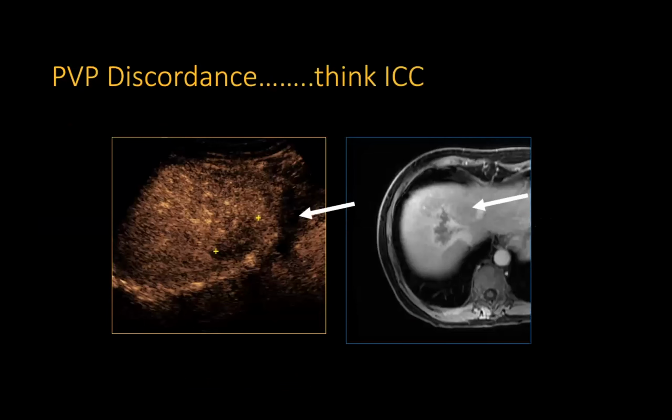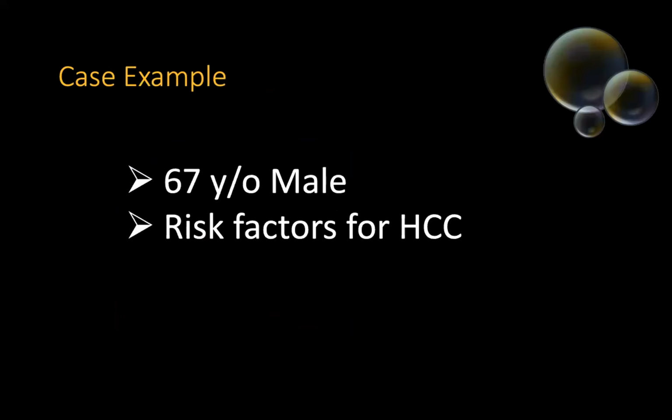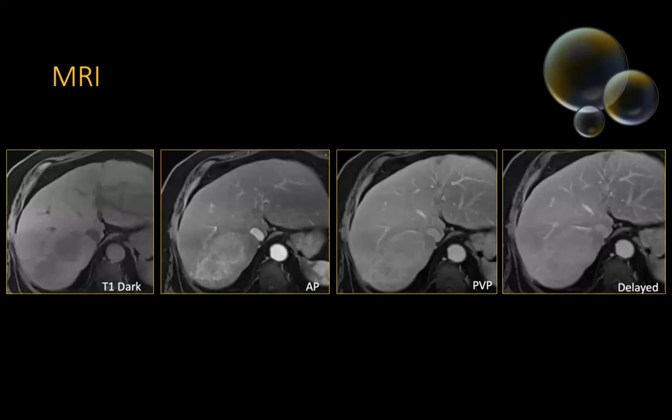So now we recognize that, in fact, interpretation of portal venous phase discordance, looking at MR and CEUS together, actually provides very valuable information. So let's look at a case example that reflects this observation. So a 67-year-old male with risk factors for HCC. So on MR, his T1 pre-contrast scan shows a large T1 dark mass. And then in the arterial phase, it shows heterogeneous hyperenhancement. And this enhancement persists in the portal venous phase and in the delayed phase.